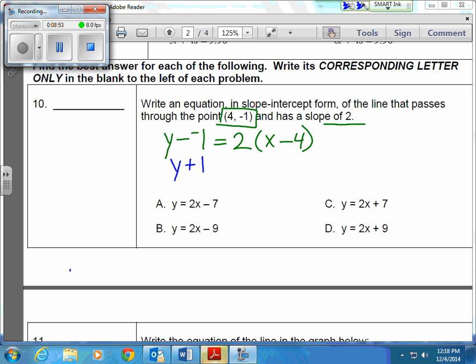Y plus 1 is equal to 2x minus 8 when I distribute. Add 1 to both sides. I'm sorry, subtract 1 from both sides, and y would be 2x minus 9. When I subtract 1 from both sides, 2x minus 9 is right there.